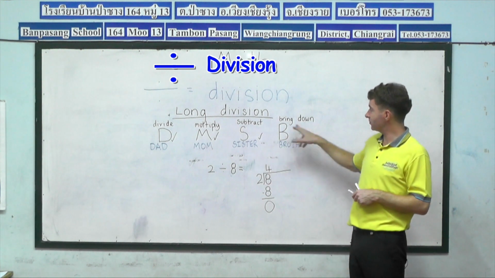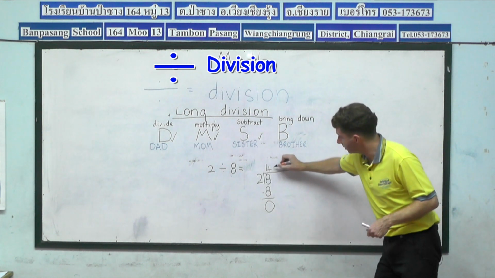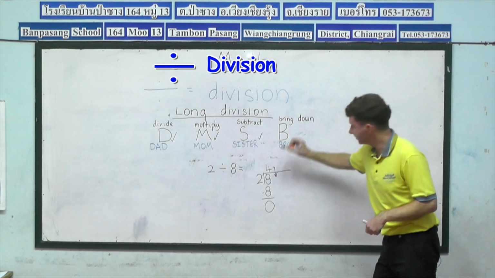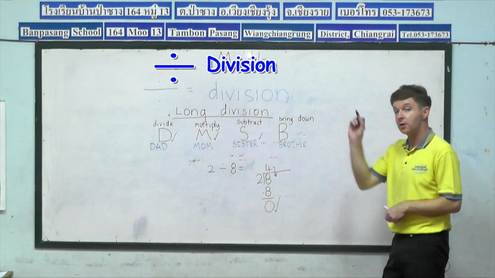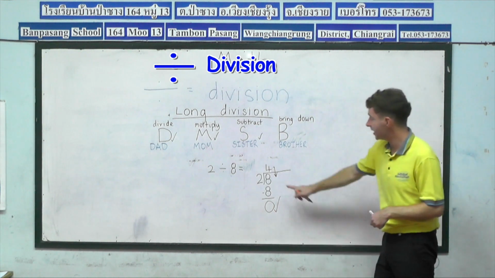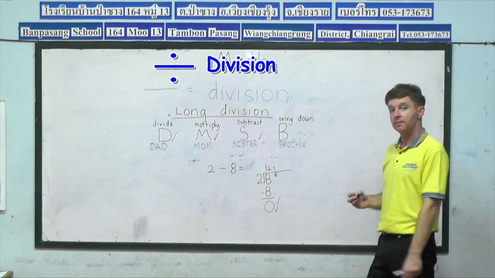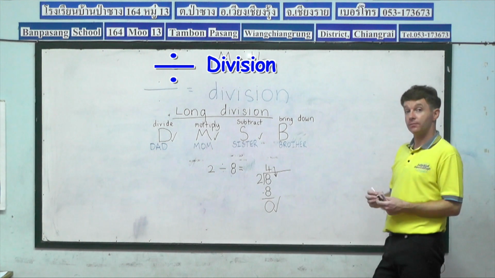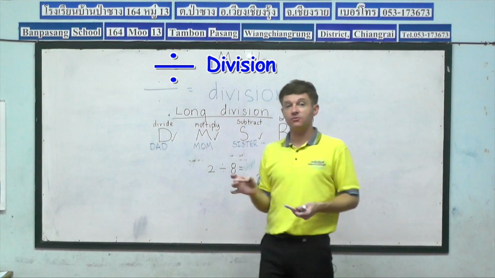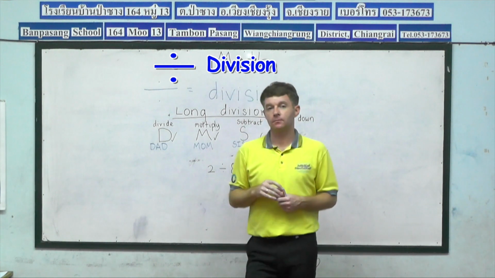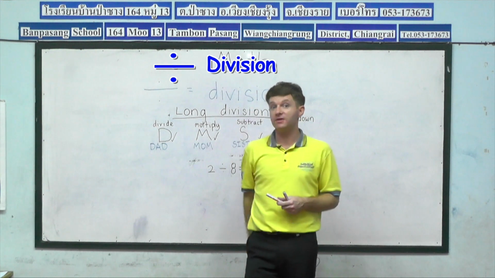And then, what's our next? Bring down. But you can see here, we only have one digit. There's nothing to bring down. So now we're at 0, so we know our calculation is correct. 8 divided by 2 equals 4. And that's how to do a simple division equation using long division. And what I'll do now, I'll do a slightly more difficult one involving 2 digits.